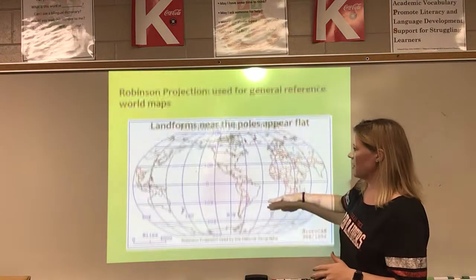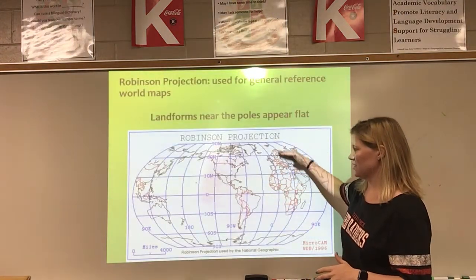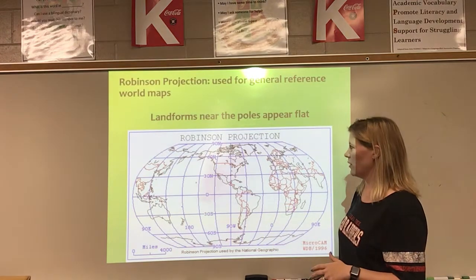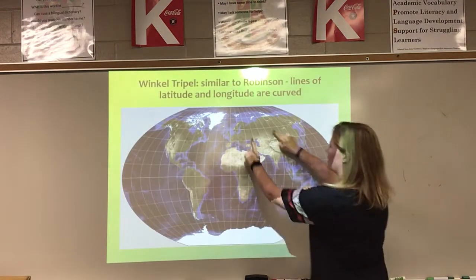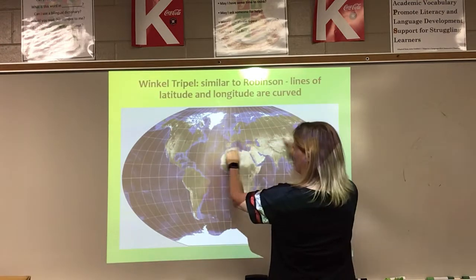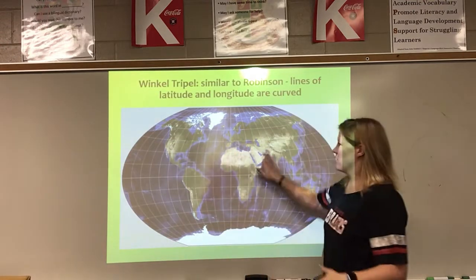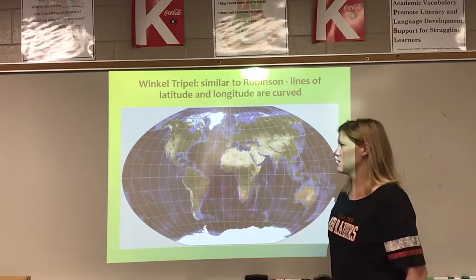Okay, so see how on the Robinson these lines are flat? On the Winkel Triple, they're rounded at the edge. Just barely, but they kind of just go up, kind of like that at the edges. That's kind of the biggest difference where you can see.